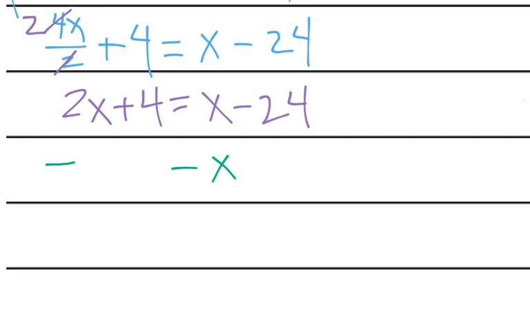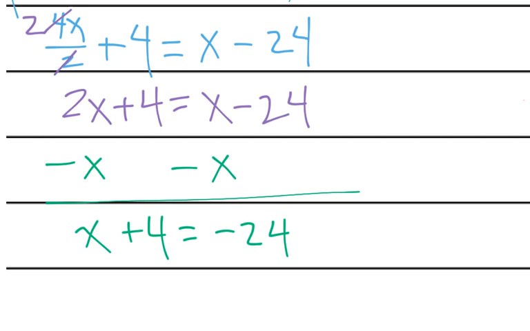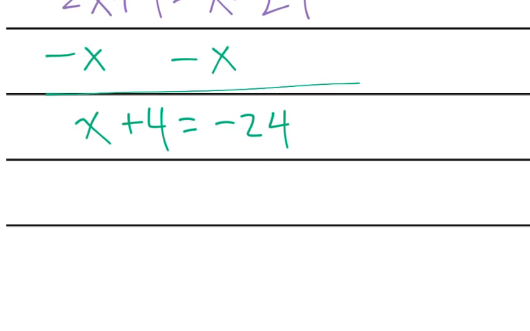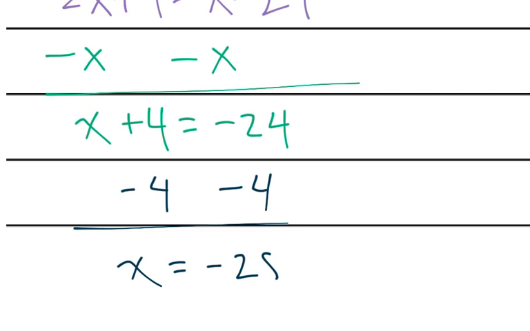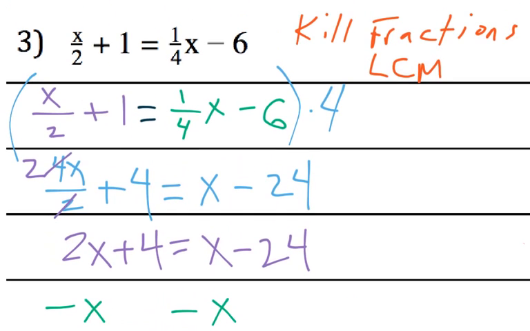Okay, let's subtract x from both sides. 2x minus x becomes x. I just rewrite plus 4 equals negative 24. Moving on, subtract 4 from both sides, and get x is negative 28. I'm going to scroll up just so you can see all the work, even though you have it written.